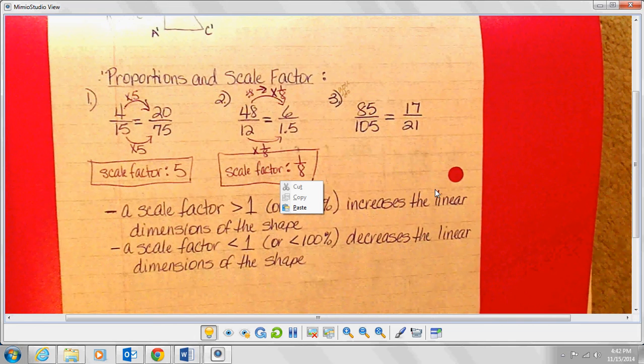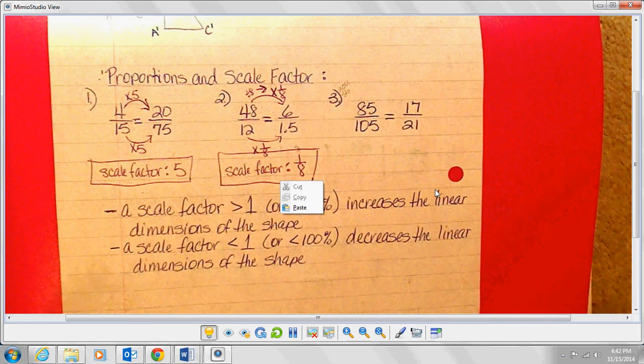So the last part is just basically explaining if your scale factor is greater than 1, or greater than 100%, because remember, 1 is a whole. Your whole percent is 100. So if you're more than that, then you are increasing your linear dimensions, which means you're making the shape bigger. If the scale factor is less than 1, which means it's going to be a fraction, or less than 100%, because that means it's not whole, then you're decreasing your linear dimensions, which means you're reducing your shape or making it smaller.